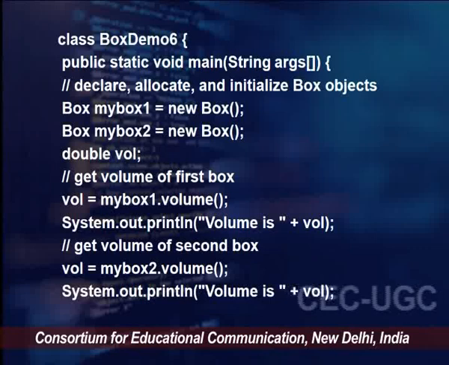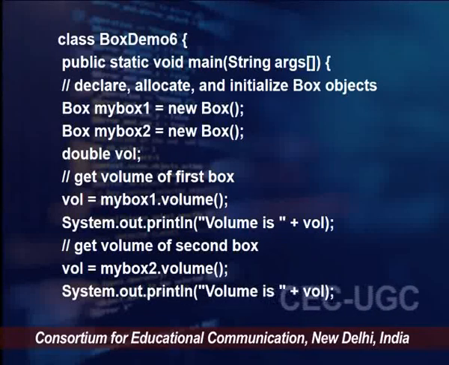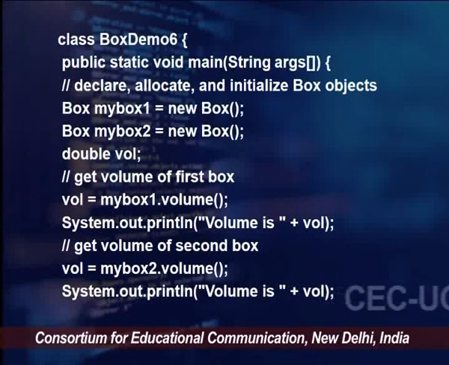And now please see that we have directly called mybox1.volume. We have not called the constructor explicitly anywhere, and volume will be printed. In order to get the volume of the second box, we say vol is equal to mybox2.volume, and that volume is also to be printed.